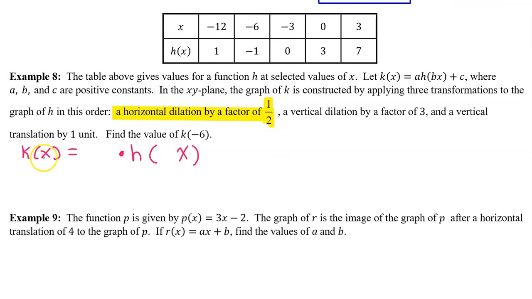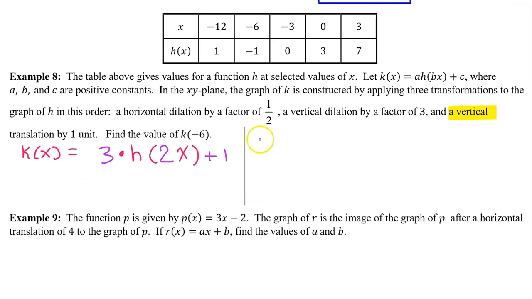Let's start by building an expression for k of x. K of x includes a horizontal dilation by a factor of 1/2. So that's going to appear on the inside of the parentheses, as horizontal transformations always do, and it will be the opposite of how it sounds. So instead of writing a 1/2, we put a 2, the reciprocal. Next, we have a vertical dilation by a factor of 3. This will appear in the front of the function, and it will appear just as it looks, 3 times h at 2x. Finally, we have a vertical translation by 1 unit. That shows up on the end as a +1.